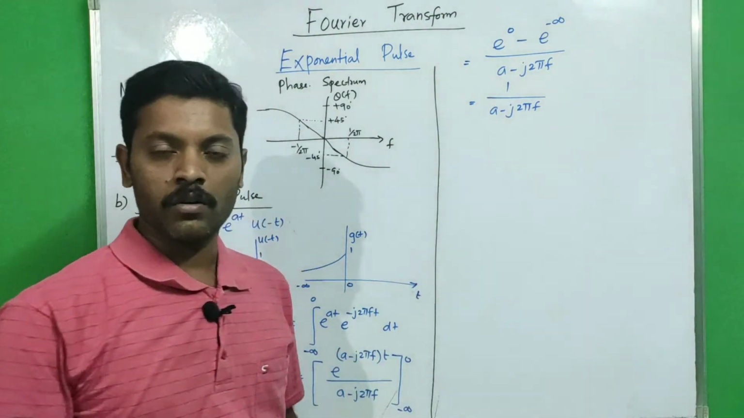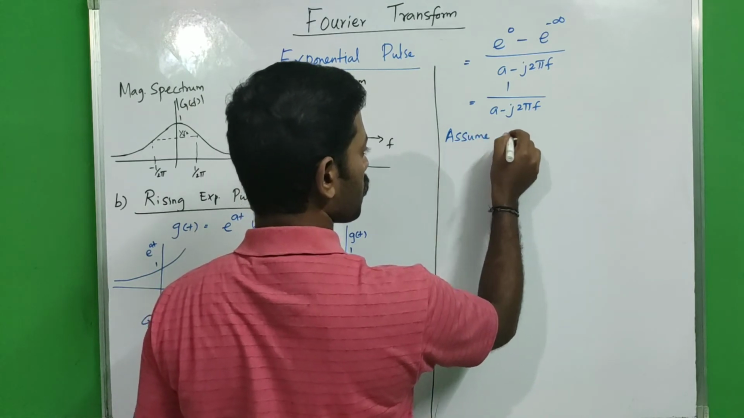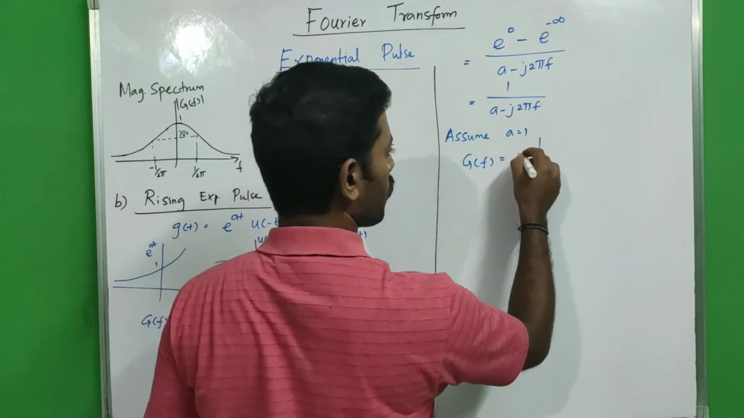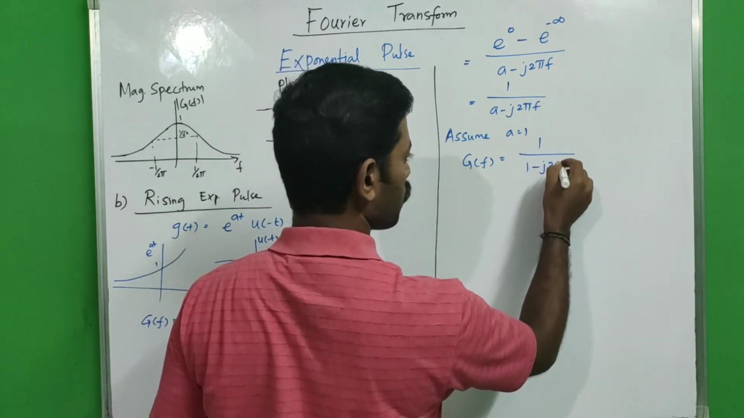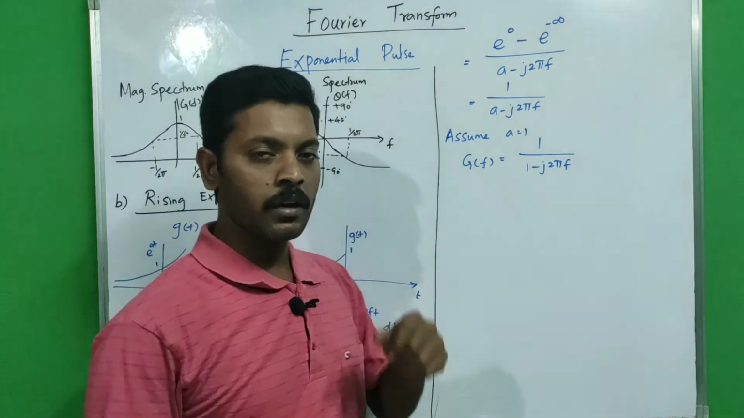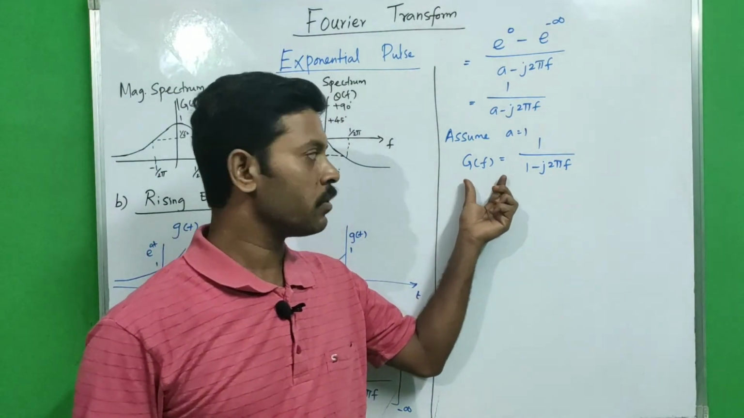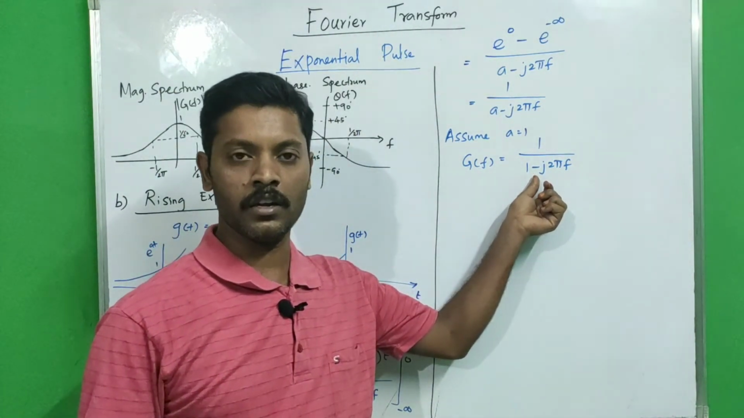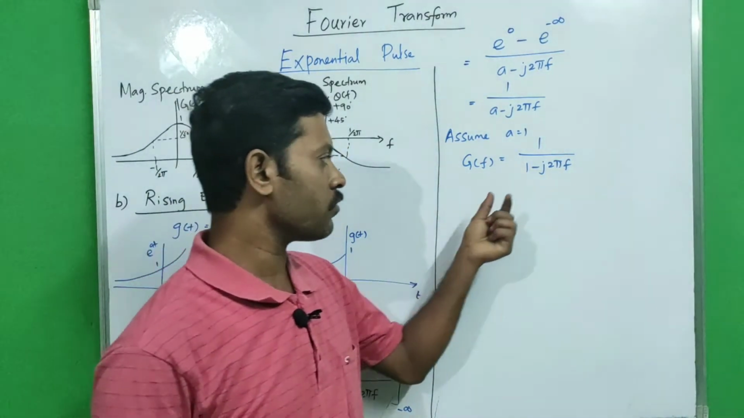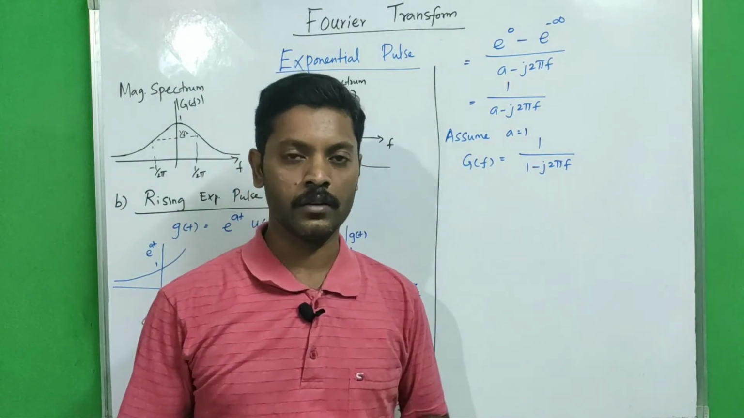To draw the magnitude and phase spectrum, I am assuming a equal to 1. So we will get G of f equal to 1 divided by 1 minus j 2 pi f. The difference between the decaying exponential pulse and the rising exponential pulse in the Fourier transform is this minus sign. Here in the denominator we have a minus for the rising exponential pulse, and for the decaying exponential pulse we get 1 plus j 2 pi f. So that is the only difference.